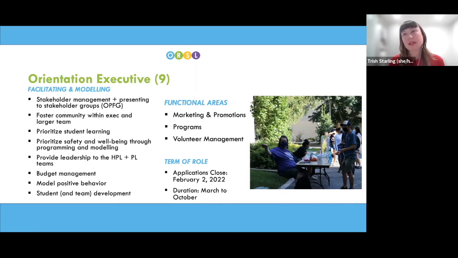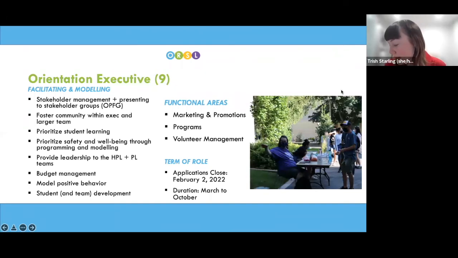This team is a bit different in that there's kind of sub teams within them. So there's a few focused areas. So thinking about marketing promotions, you might be interested in really thinking about how are we getting the word out about orientation on that team? What does it look like? What does the brand of this particular year? What's the image of New College orientation for this particular season?